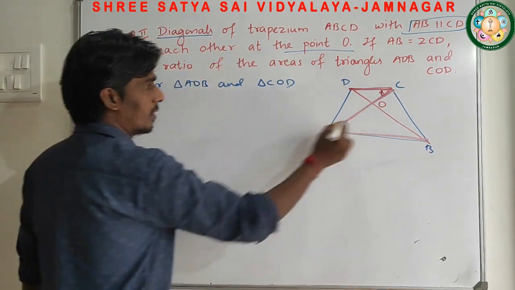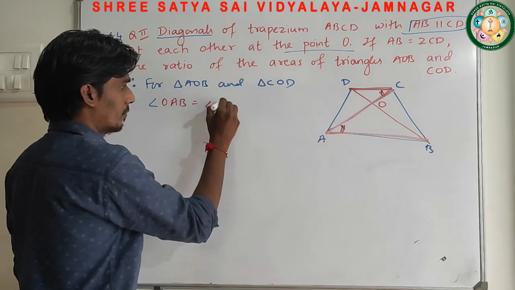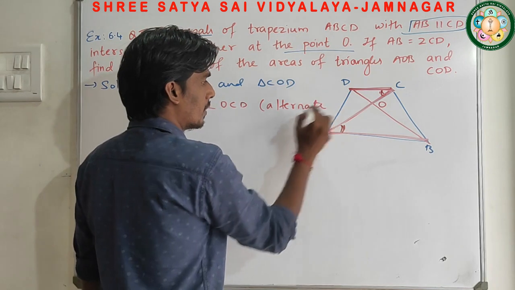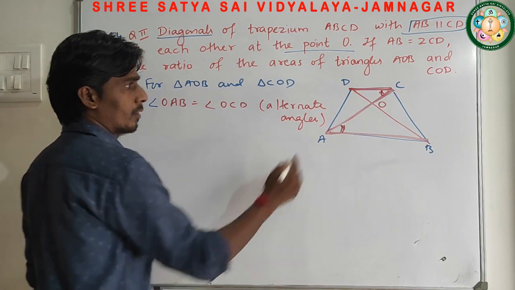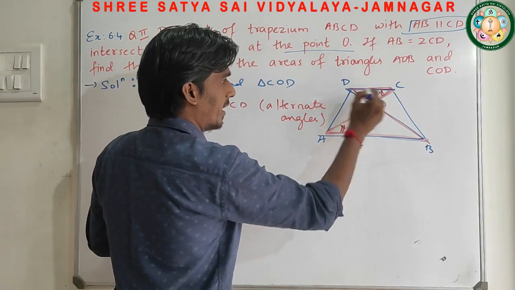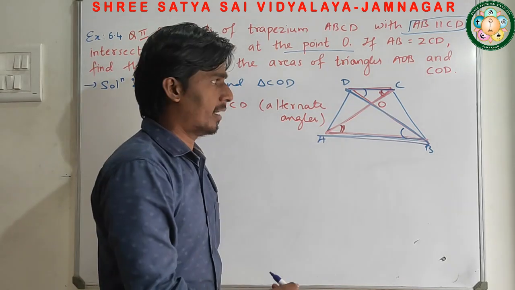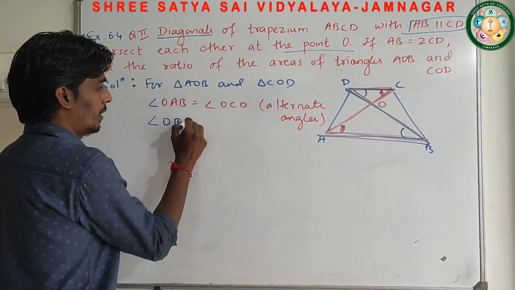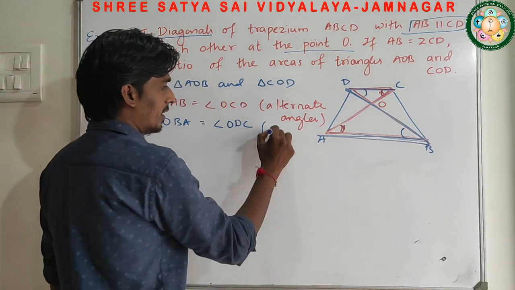First is triangle AOB, so I'll take angle OAB is equal to OCD. Reason will be alternate angles. Now, one more pair of angles is alternate, that is a Z like this. These two angles are alternate angles because they are lying between two parallel lines. So for the bigger triangle, it's OBA is equal to ODC. Again the reason is the same.